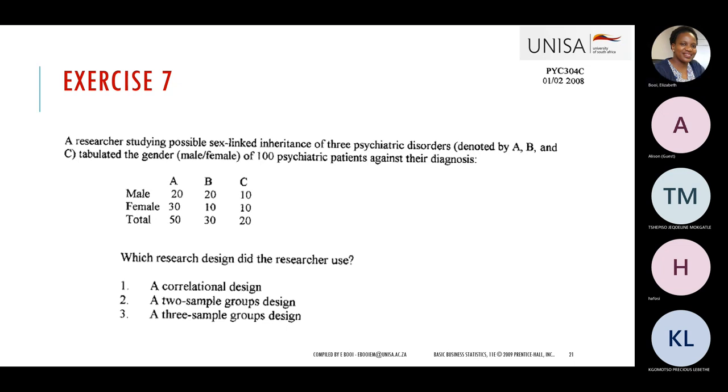Is it one, a correlational design? Two, is it a two sample group design? Three, is it a three sample groups design? Now, think about this in this way. Correlation also refers to relationship, right? If we think about the correlation, we talk about relationship.